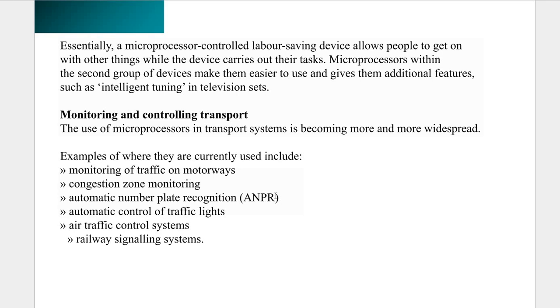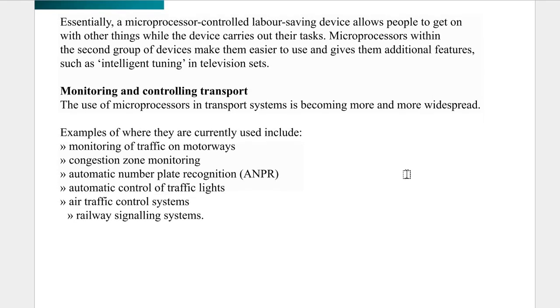It means that we can monitor and analyze the movement of the transportation. Some examples of monitoring the transportation. These are important for your own knowledge and your exam too. The first one is monitoring of traffic on the motorways. It means that whatever is moving and has a motor inside, we can monitor the traffic. For example, the motorcycles, the cars, the vans, the buses.